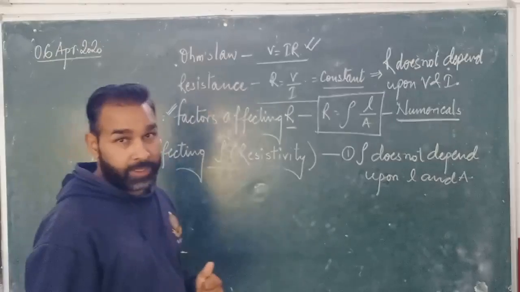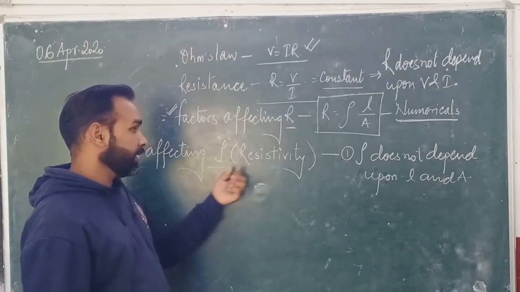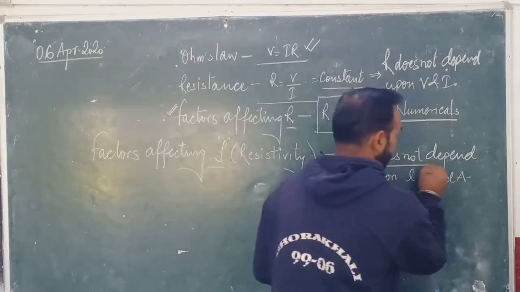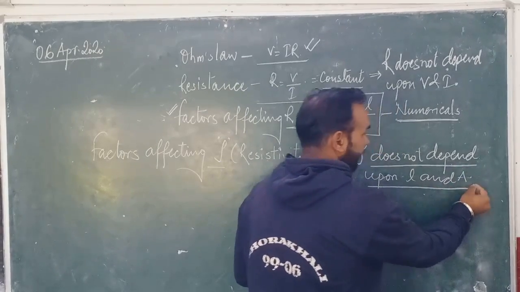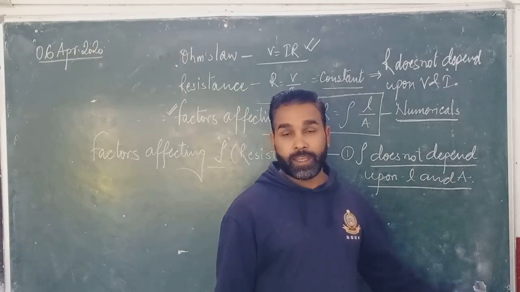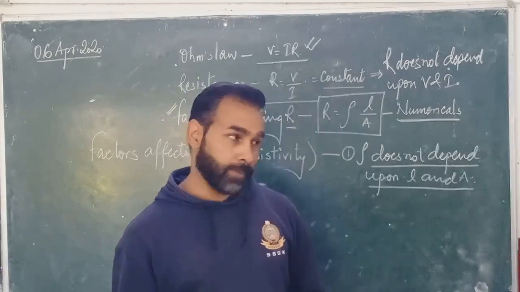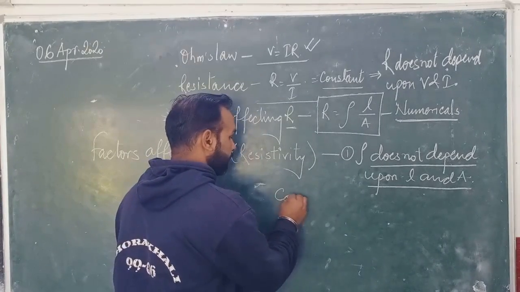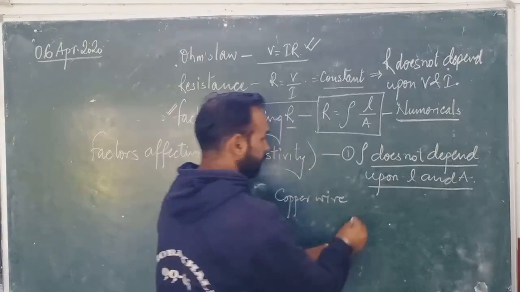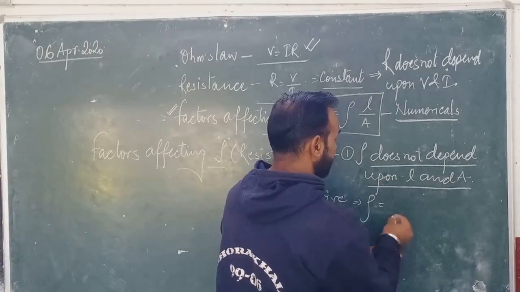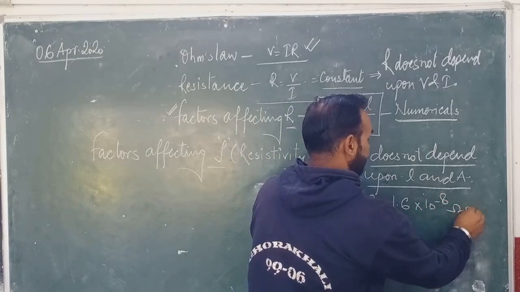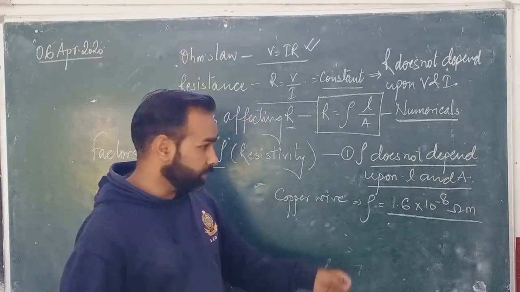So today I am here with a new topic, that is factors affecting resistivity. In that case you have to remember one thing, that rho does not depend upon L and A, the length of the material or the wire and the area of cross section. What does this mean? Let's suppose you have a copper wire with you, and the resistivity of copper is around 1.6 into 10 to the power minus 8 ohm meter. This is the resistivity of copper.